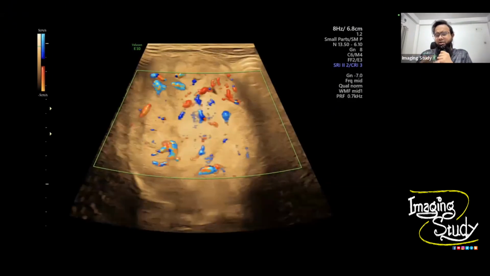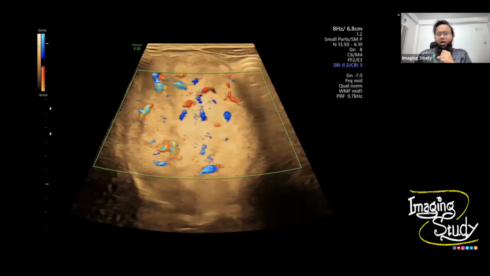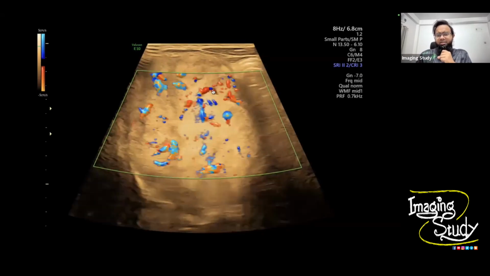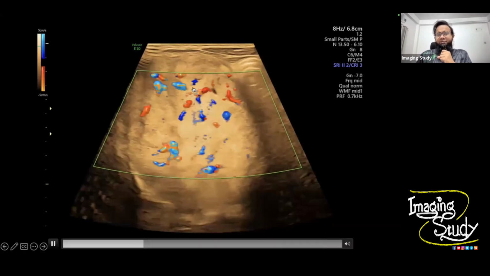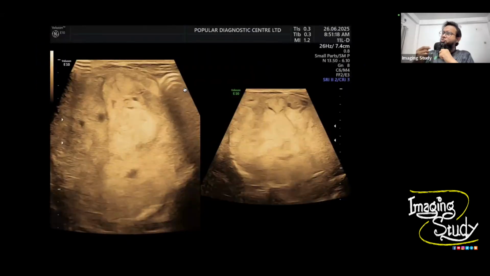So we put some Doppler. You can see a very good amount of vascularity within this thyroid nodule. You see the cystic spaces, they are now filled with blood. Now, when you see FNAC history, you have to be a little bit careful.